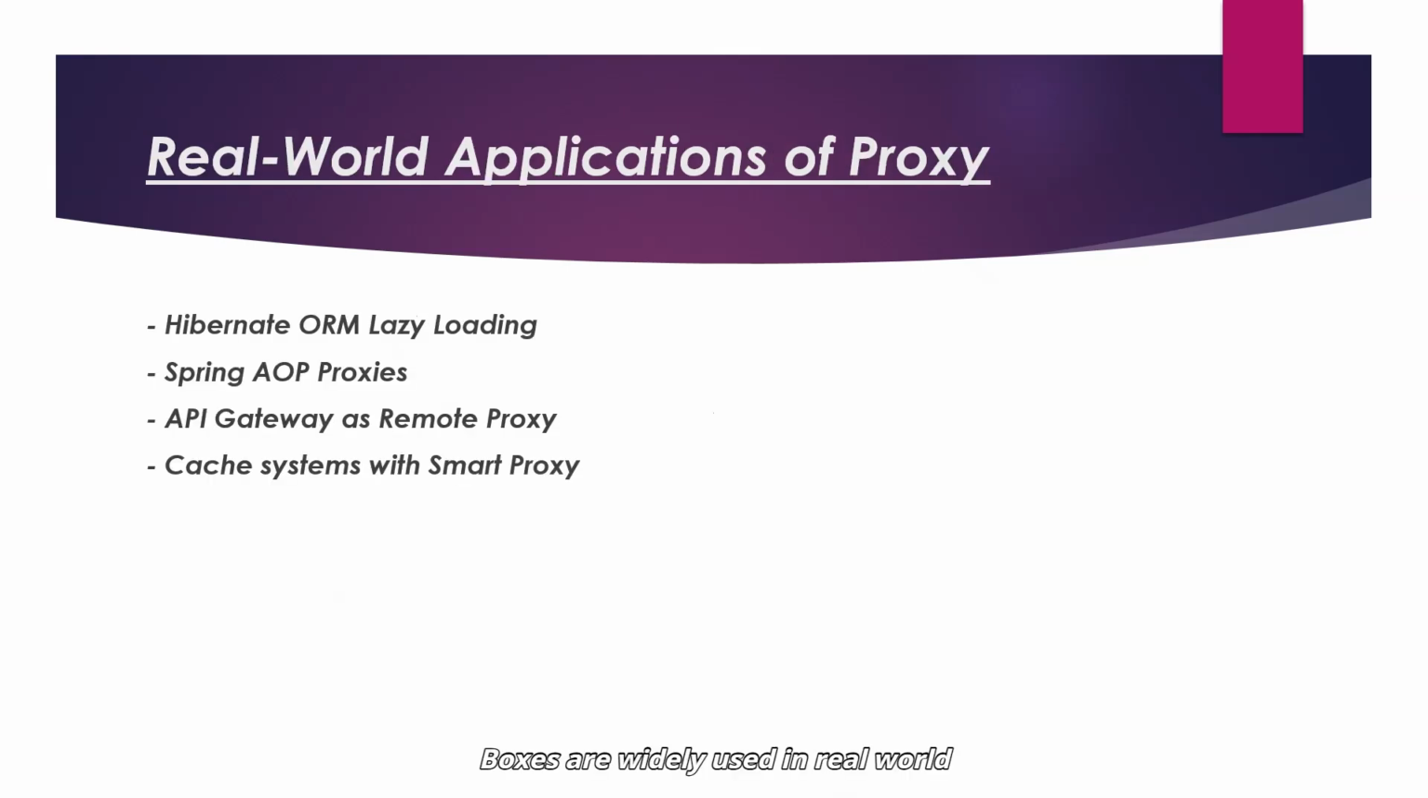Proxies are widely used in real-world systems and frameworks. Hibernate ORM uses proxy for lazy loading, only fetching objects when their properties are accessed. Spring AOP internally uses proxies to add cross-cutting concerns like logging, security, and transaction management. In a microservices architecture, API gateways act as remote proxies, handling authentication, request transformation, and routing. Even web browsers use smart proxies to cache resources, improving performance dramatically. Once you understand proxies, you will start seeing them everywhere in system designs.